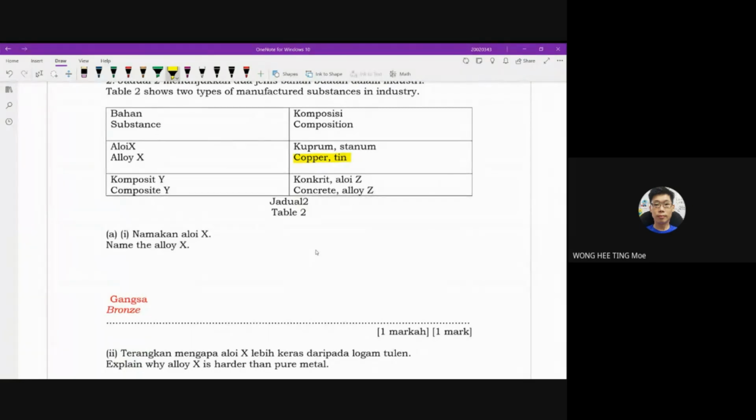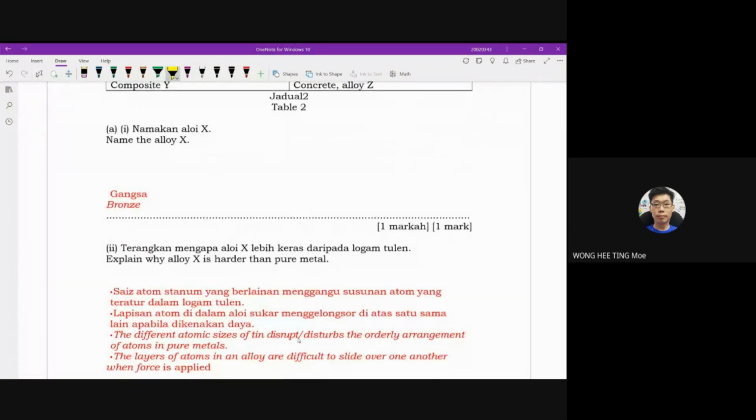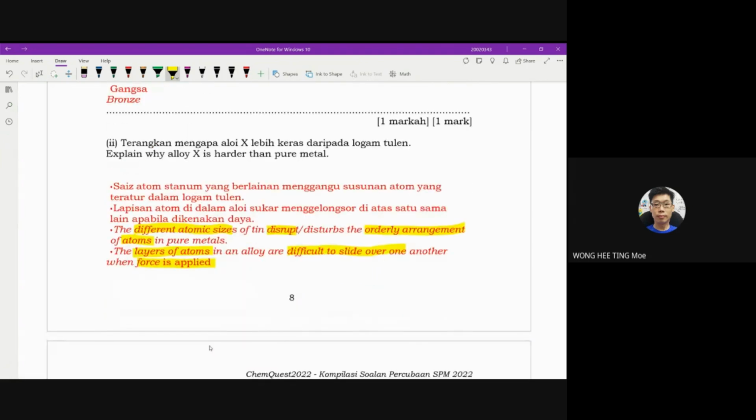So alloy X is bronze. Why is it harder than its pure metal, copper? First, the different atomic sizes of tin disrupt the orderly arrangement of atoms in the pure metal. So different sizes of the atoms disrupt the orderly arrangement of the atoms. Then the layers of atoms are difficult to slide over one another when the force is applied. So 2 marks.